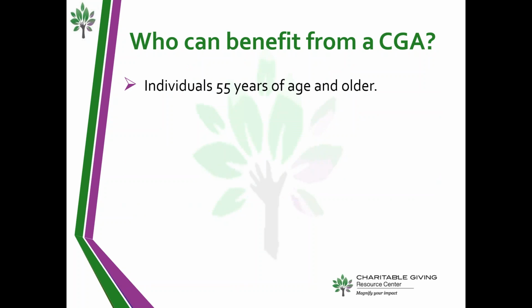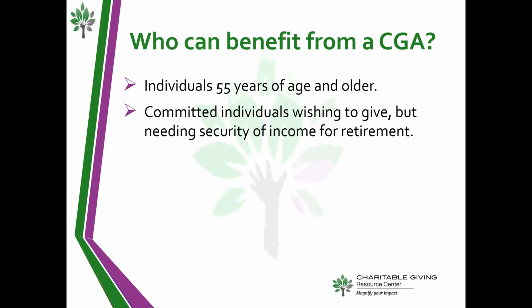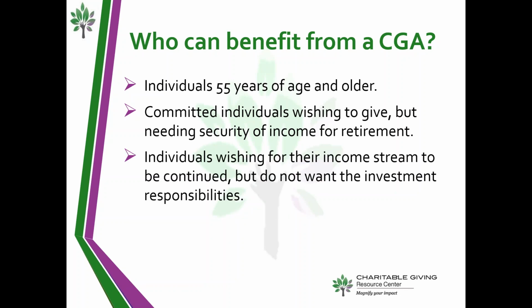Okay, so then who would be a typical person that could benefit from a CGA? Well, we think that normally it's people 55 years of age and older. Again, this is not for the 40-year-old or the 30-year-old. Those individuals who want to give to their favorite nonprofits but are needing that security of income for retirement. They're afraid they're going to run out of money, so they might only want to give you $25 or $50 a year now instead of what they're really capable of because of the fear of running out of money.